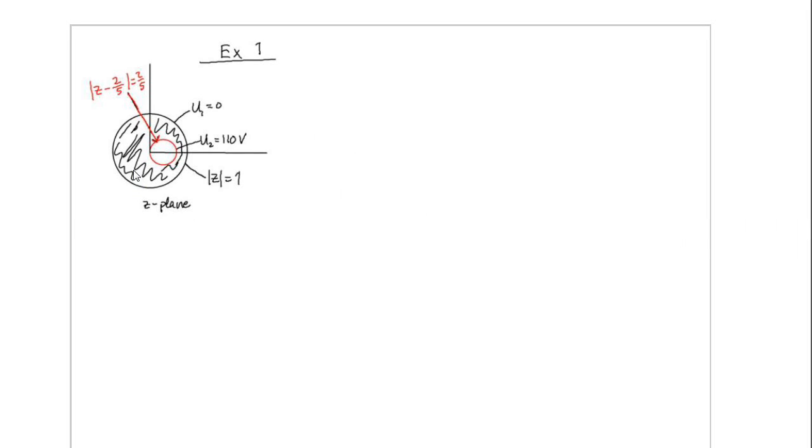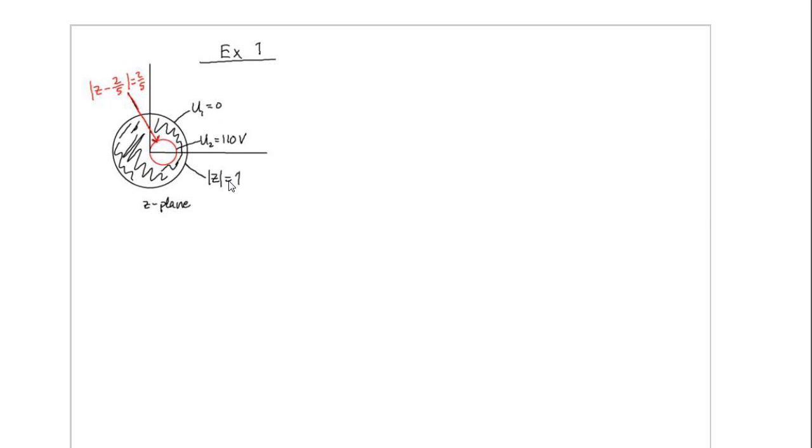In example 1 we have this problem. We have an outer circle here, the outer boundary, which is centered at 0 and with radius equal to 1. And we have some other circle with center at 2/5, this point, and with radius 2/5. And we know the boundary conditions on this circle, which is equal to 110, and on the outer circle, which is equal to 0.